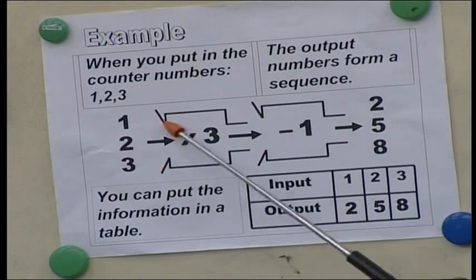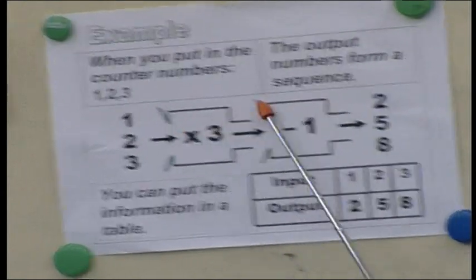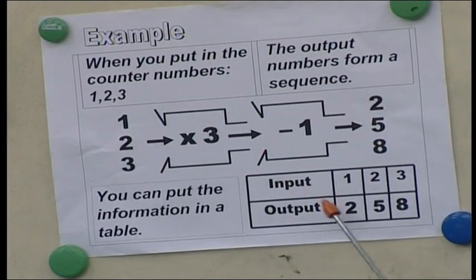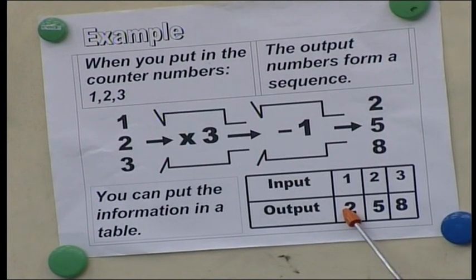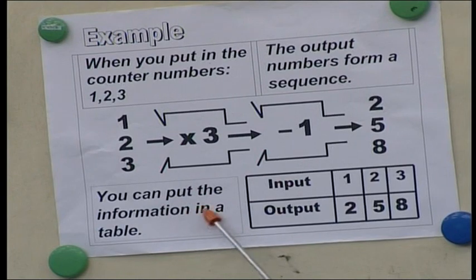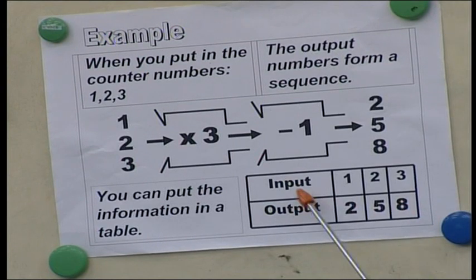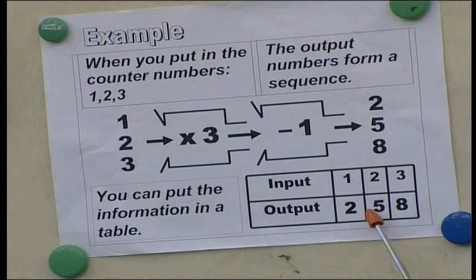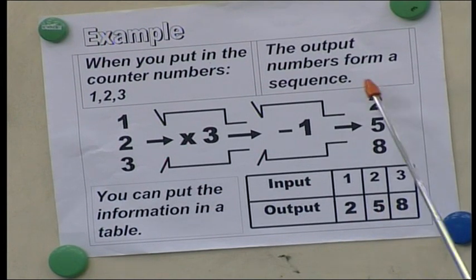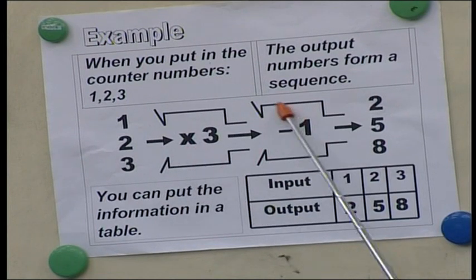You can also have this information from a function machine in a table form. So it says here you can put the information in a table, and here is an example of how you can draw your table. You have the first column as your input, 1, 2, 3, and your output, 2, 5, and 8. These numbers here. And also this rule is still applied.